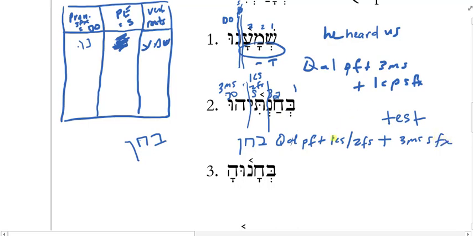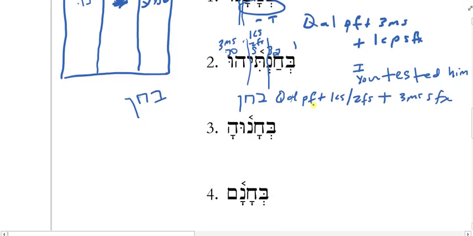Now, so what are my two ways to translate the subject? 1CS is I, 2FS is you, tested, 3MS pronoun, direct object, him. Behantihu is you or I tested him. All right? Now, let's look at number 3 here real quickly.